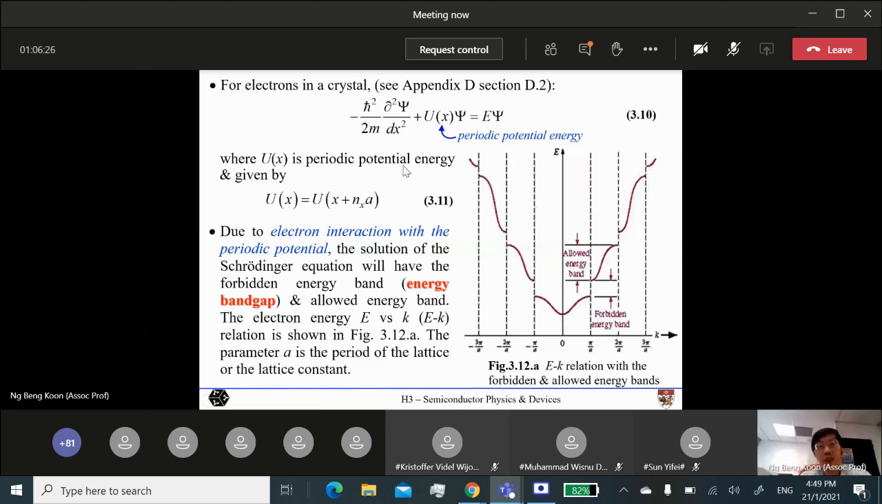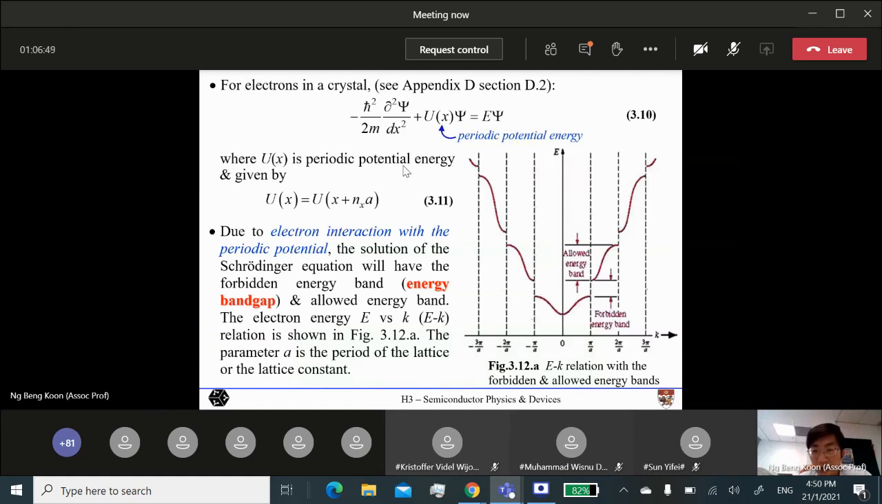Just appreciate that if you solve a Schrodinger equation for an electron in a crystal with these periodic atoms, in other words, you put in the periodic potential energy, the approximate potential energy, this is the solution you get. You have this series of curves that is broken at certain parts in the energy direction, right?